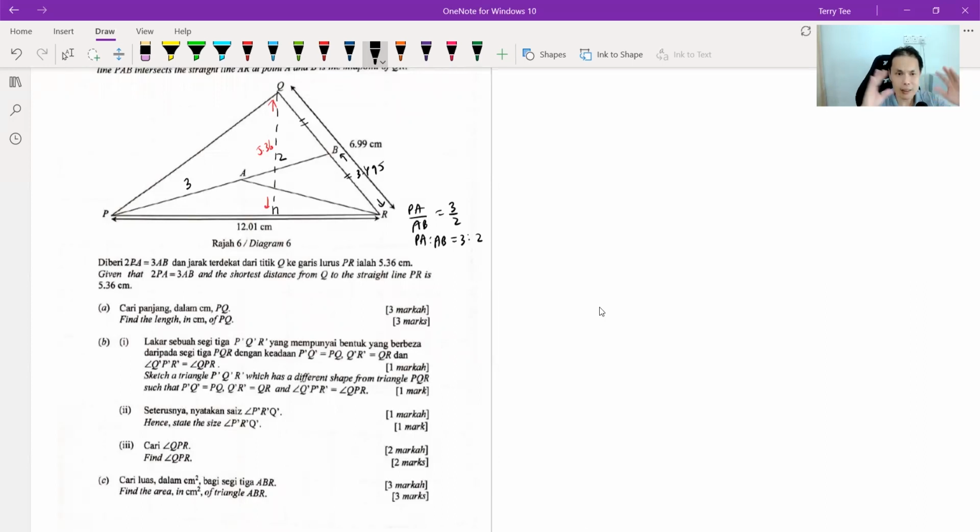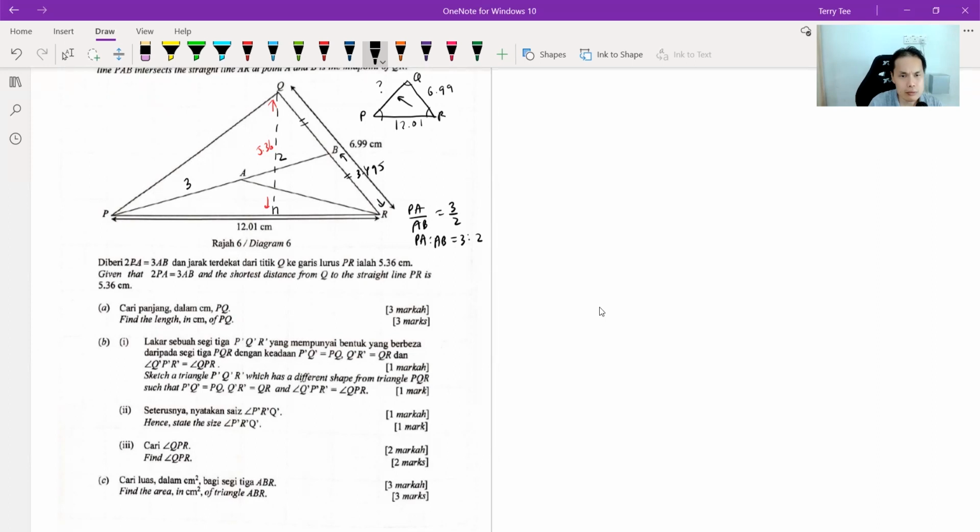Now, if you look at the triangle as a whole, this is my PQR. Let's just draw it like this. I know this length, 6.99. I know this length, 12.01. I want to find this opposite length. Now, the problem is I don't know this angle, I don't know this angle, I don't even know this angle. So now we can't use the sine rule or the cosine rule. I need more information.